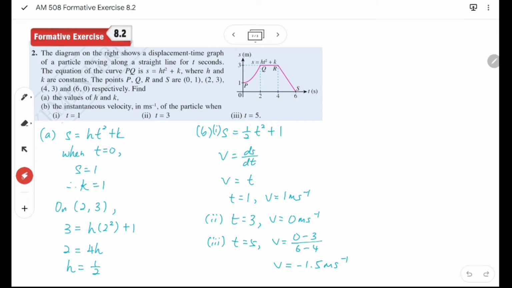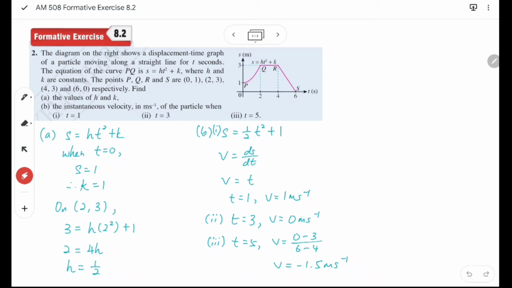Anyway, when t equals 1, the velocity will be the gradient of the displacement graph. So we can substitute t equals 1 into the velocity function. So v equals t. When t equals 1, v equals 1 meter per second.